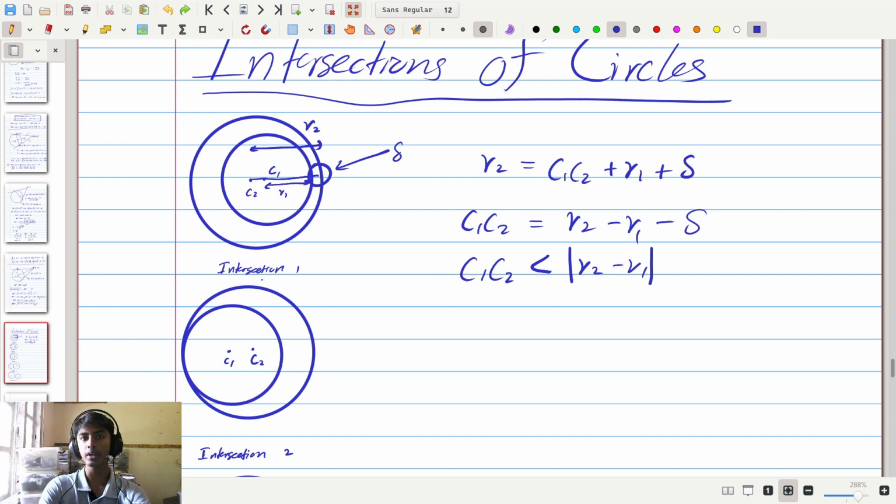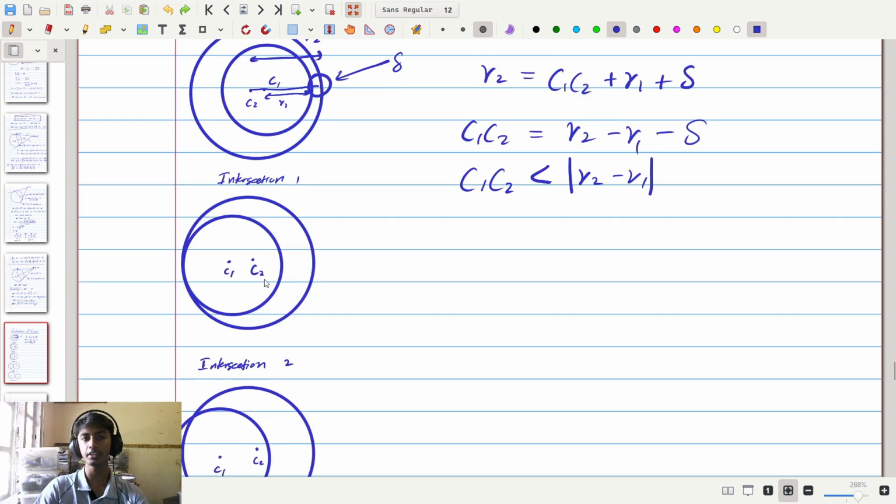Now, moving on from that, let's consider the second intersection. This second intersection actually has a special name. It's called touching internally. As in, this first circle is completely inside the second circle, but it's touching the second circle internally at this point right here. So then, given this condition, how do we find a condition that we can use to write for this specific intersection?